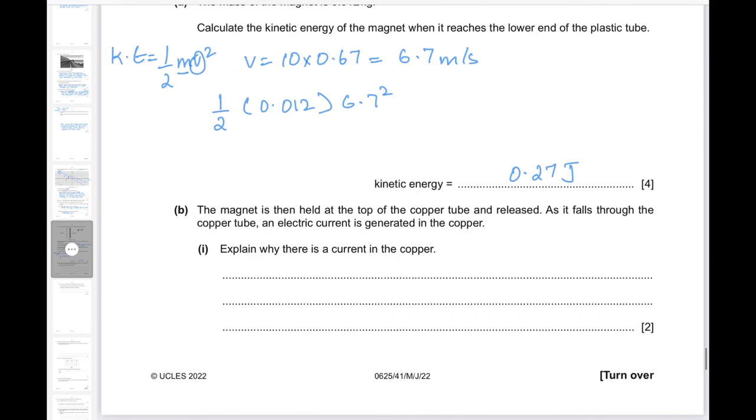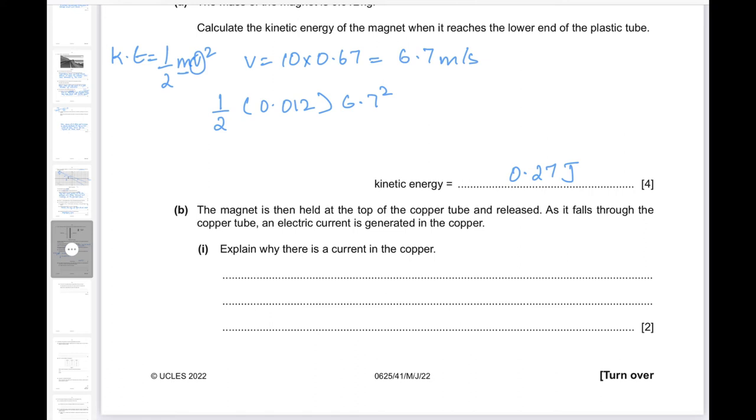B, the magnet is then held at the top of the copper tube and released. As it falls through the copper tube, an electric current is generated. 1. Explain why there is a current in the copper. This happens because of electromagnetic induction, which means that an EMF is induced in a conductor when either the conductor moves in a magnetic field or the conductor is stationary in a changing magnetic field.